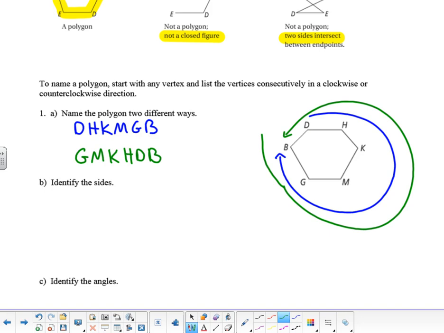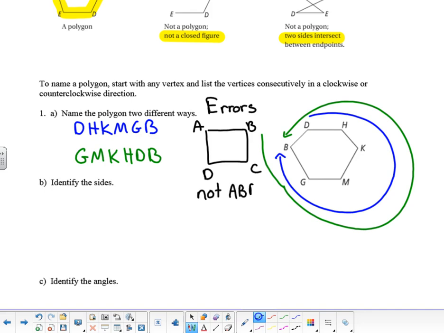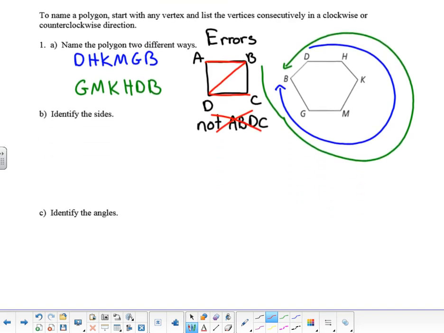All right, so you don't see it in this one, but one of the common errors probably happens more when we have a quadrilateral, A, B, C, D. This is not A, B, D, C. That's the wrong thing to do because that's A, B, and then going like this, D, C. So we don't want to do that. We want to go clockwise or counterclockwise.